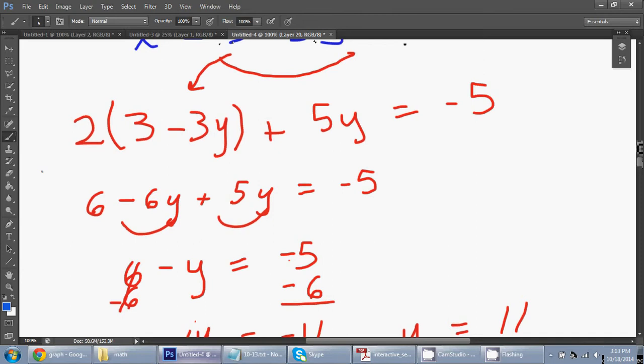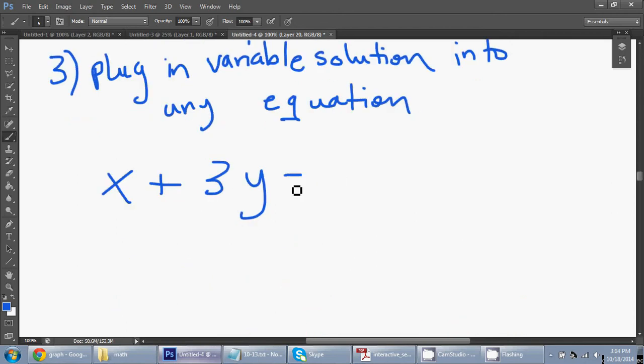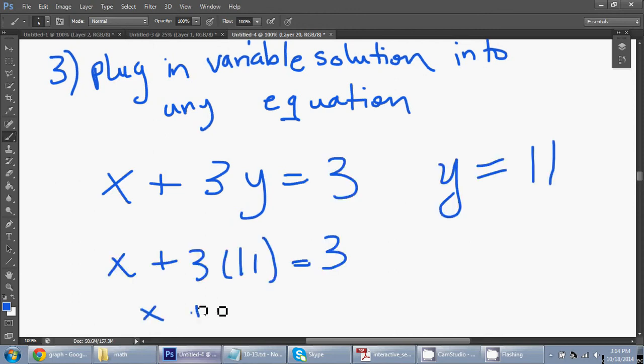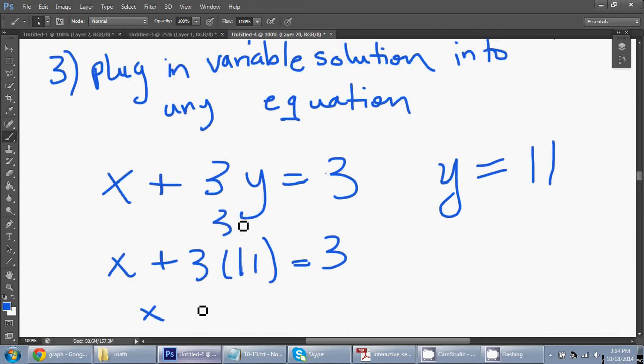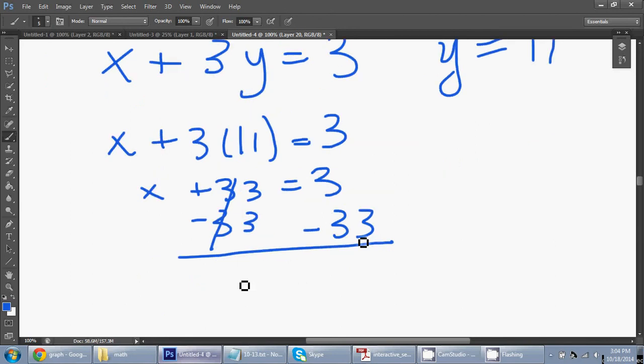x plus 3y is equal to 3, where y is equal to 11. I'm going to plug that in. That's x plus 3 times 11 is equal to 3, so x plus 33 is equal to 3. Then you just subtract 33 from both sides to get rid of it, and I get x is equal to negative 30.